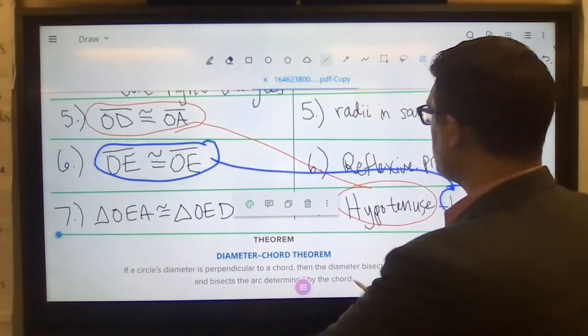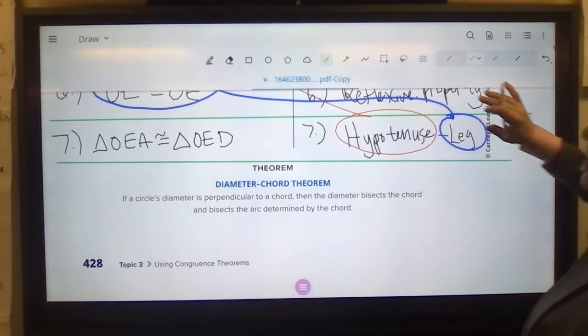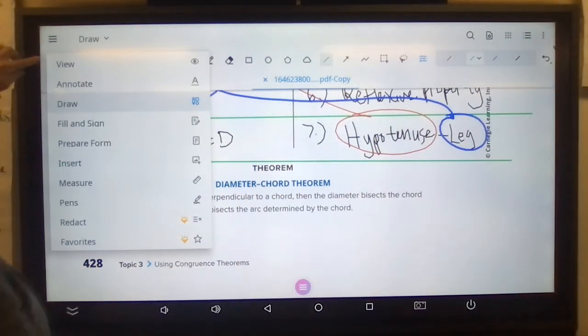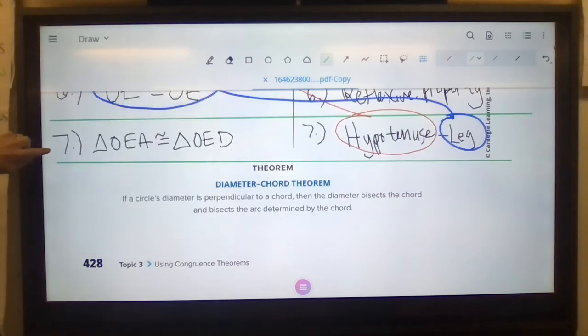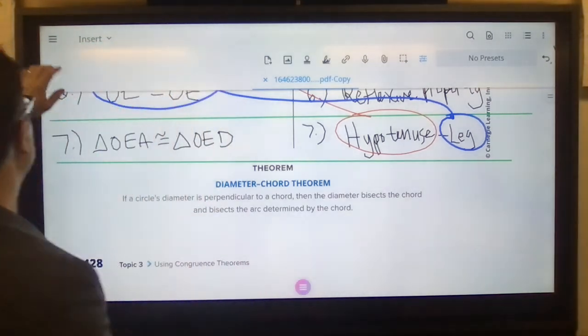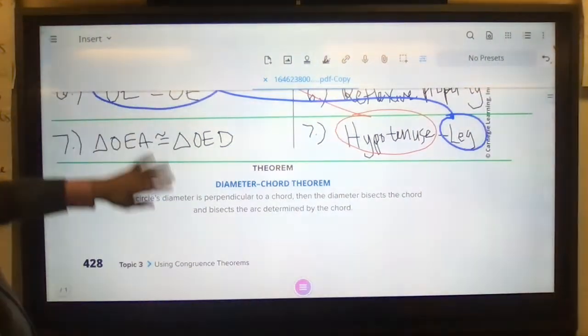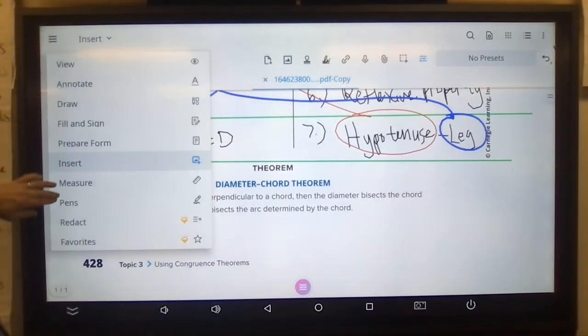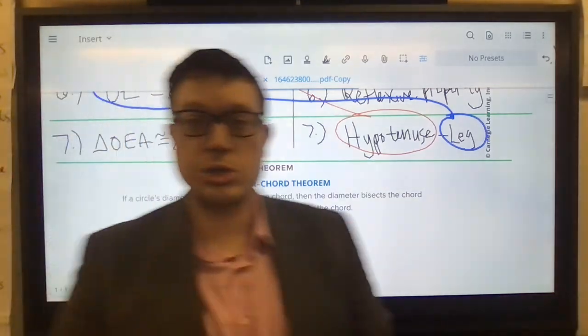I'm running out of space right here. Let's see if I can add another page real quick. Add, insert, this is a picture. I want a page. No, I don't want to mess with that. I might pause the video here and continue on the next page. So we'll go ahead and do that.